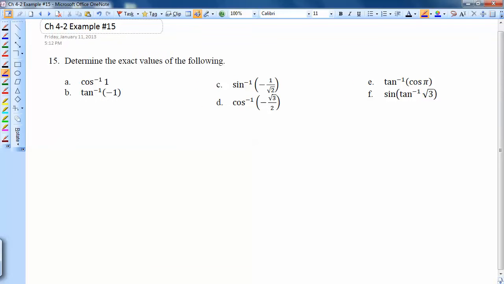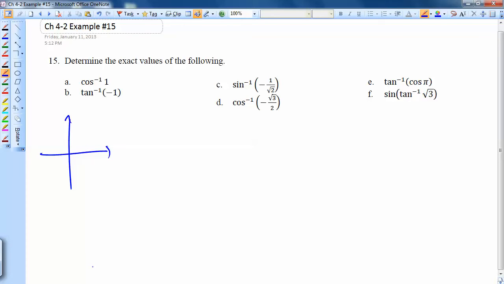All right, so let's look at the 4-2 examples, number 15. Not the homework number 15, but there are homework problems like this. So we have to do all this inverse trig stuff, and the key to inverse trig is remembering the values that you can get in the range. So what can it spit out, right?